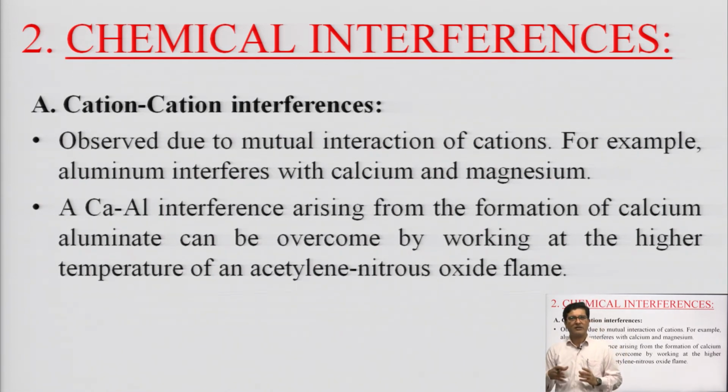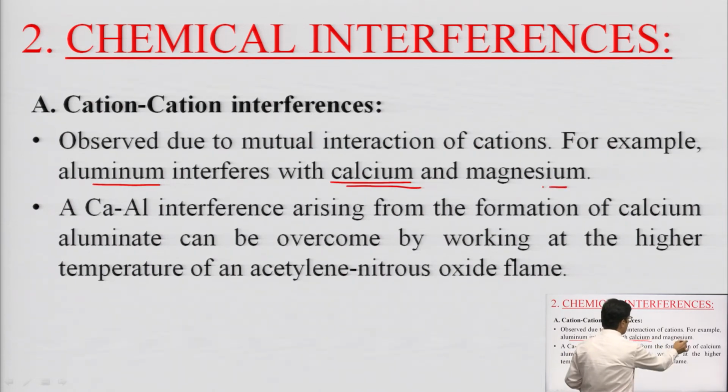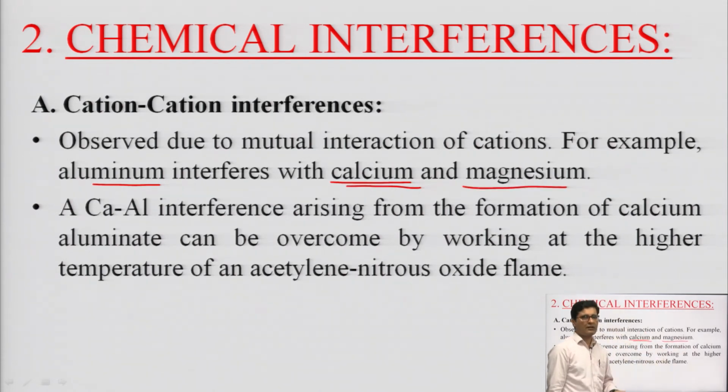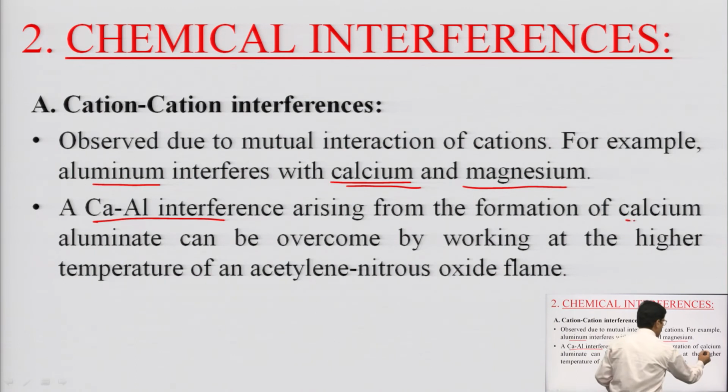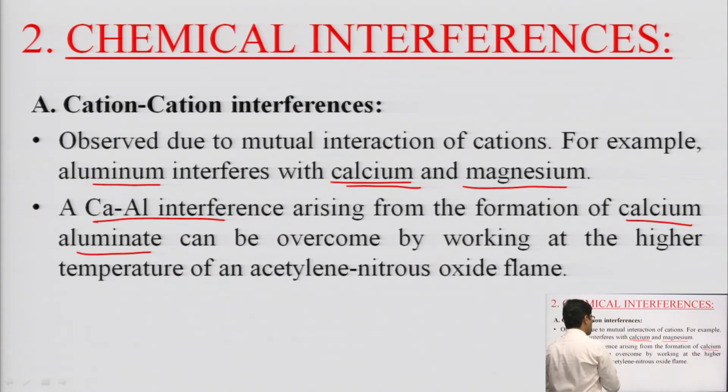These cation interferences are mainly observed due to the mutual interaction of the different types of cations present in the sample solution. For example, aluminum generally interferes with the calcium and the magnesium. If you are going for the determination of calcium or magnesium, and aluminum is present as an impurity, it would definitely impair your results. This calcium-aluminum interference arises from the formation of a complex called calcium aluminate, and this can be overcome by working at high temperature.